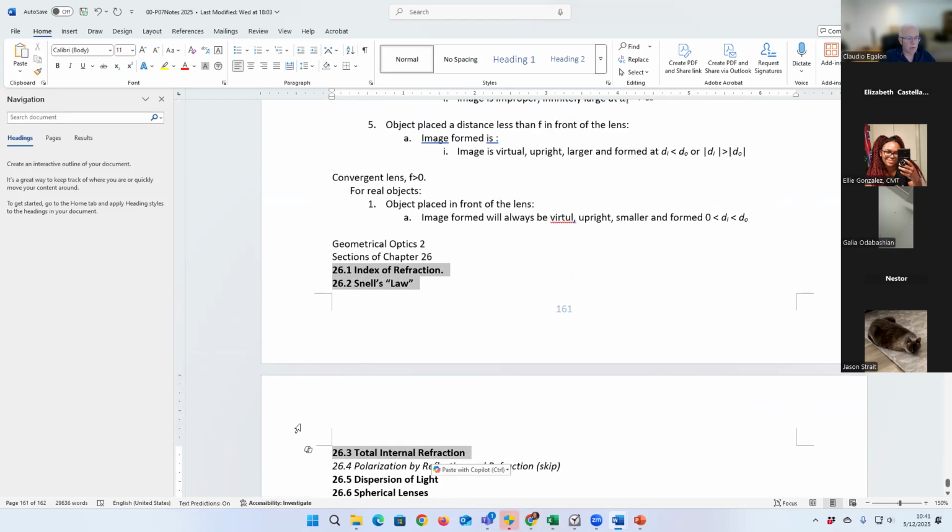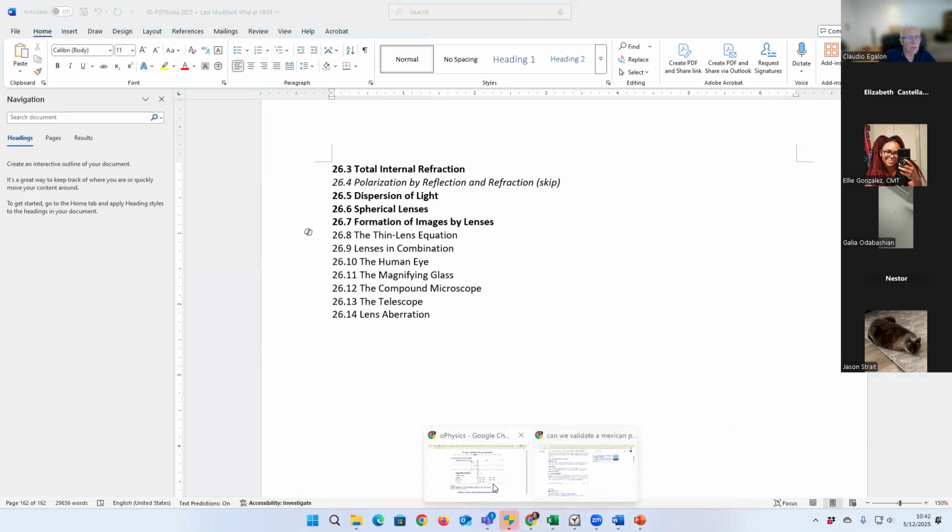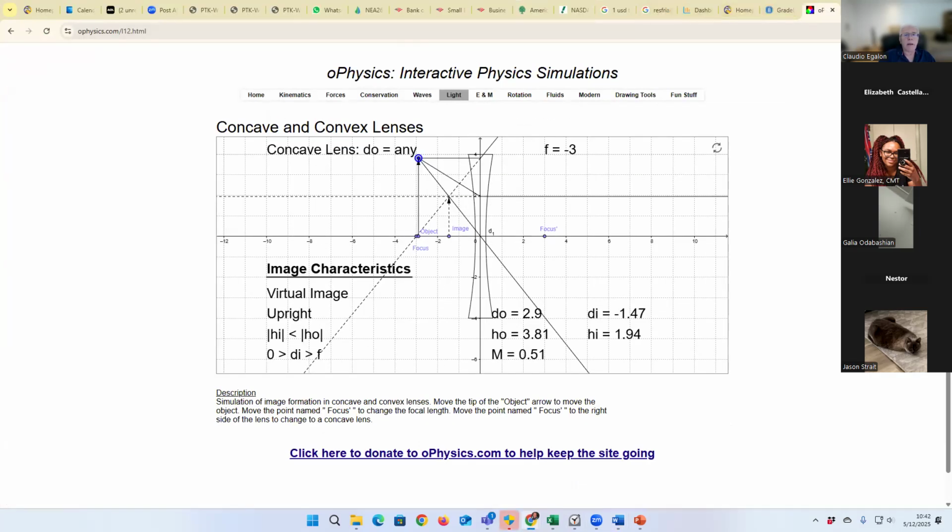Index of refraction, Snell's law, total internal reflection. We're skipping polarization. Spherical lenses, formation of image by lenses, okay? I'm going to skip this one. Oh, wait a minute. Is the lens length equation the one that we introduced? Right, lenses. Let me just double check here.